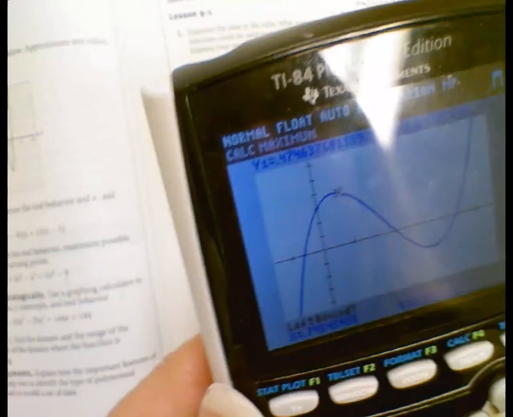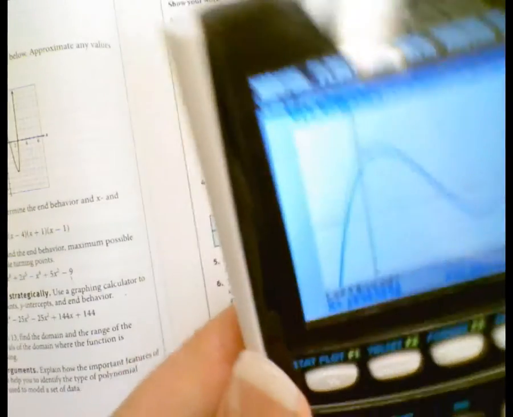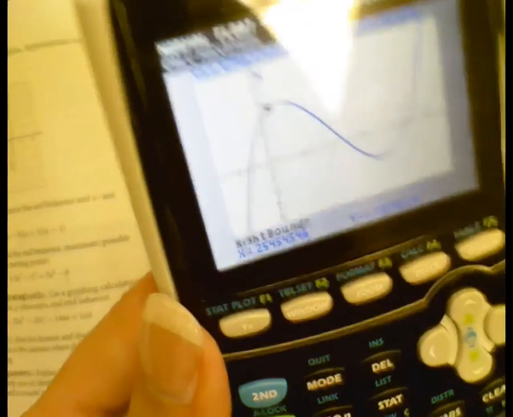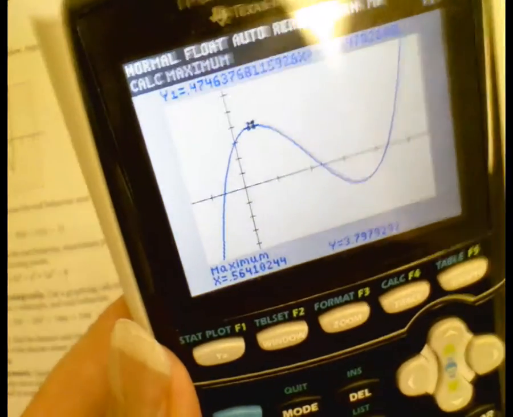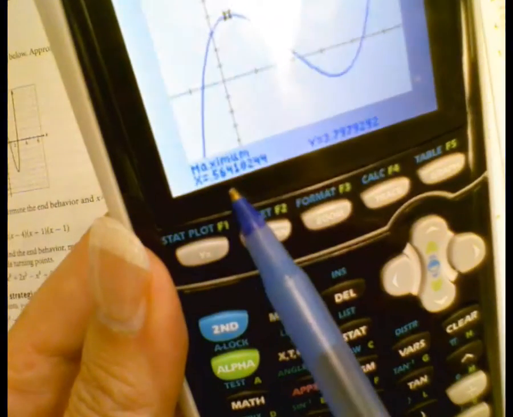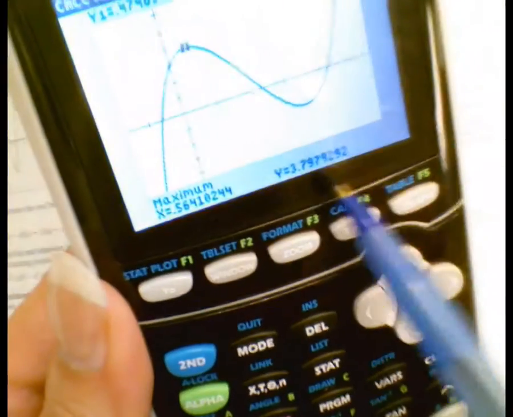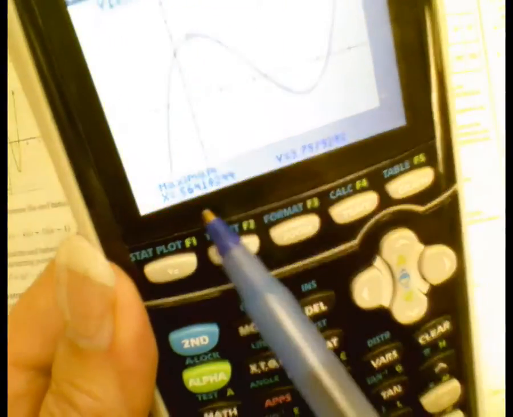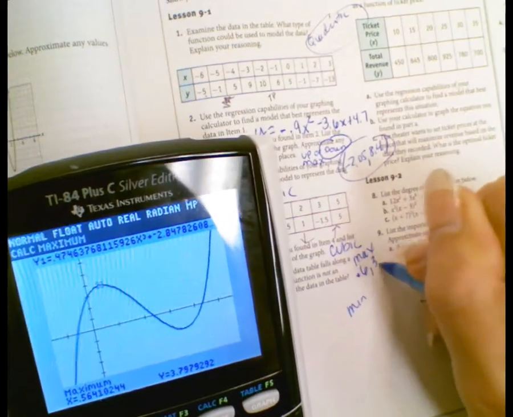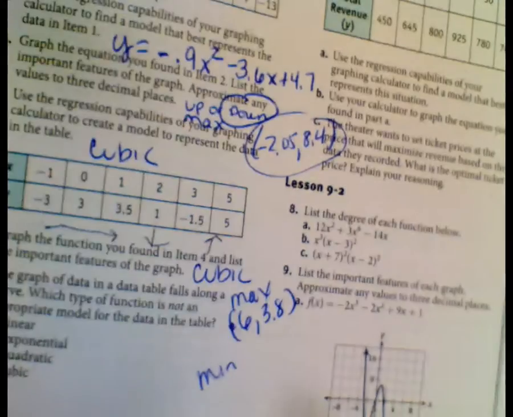All right, so sorry, guys. We're going to the left, because it says left bound guess. So press enter, and then go to the right, and press enter, and press enter. This is your max. See where it says maximum? It's 0.56 and 3.8. So that's your max, 0.6, 3.8. We'll go to tenths. You guys see that? I'm going to move this down so you can see. Now we're going to find the min.